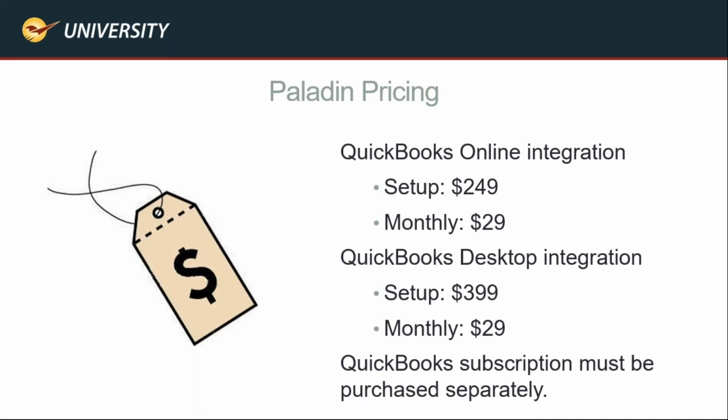And again, it's a little bit cheaper for you. So the setup's only $249 on the online integration, where it's $399 if you do the desktop. And then the monthly is the same on both. This is a monthly charge. Every time QuickBooks updates their software, we have to change and update our integration. And so there's a monthly fee here for the ongoing maintenance of these types of integrations. So it's $29 added to your monthly fee from Paladin, both for the online integration and the desktop integration.